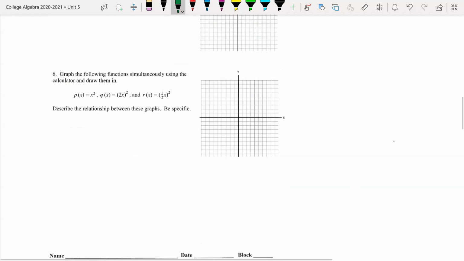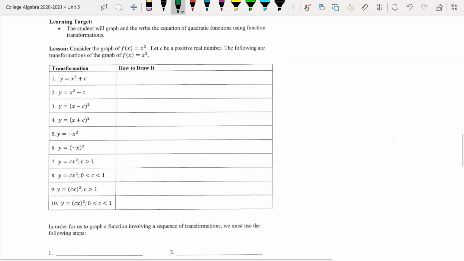Okay? So with all that, hopefully it's a little bit easier to do that stuff in person, but now we just talk straight up about what the transformations mean. So if it's just plus c, it's up c units. If it's just minus c, that's down c units.